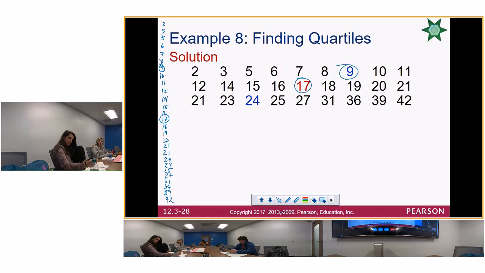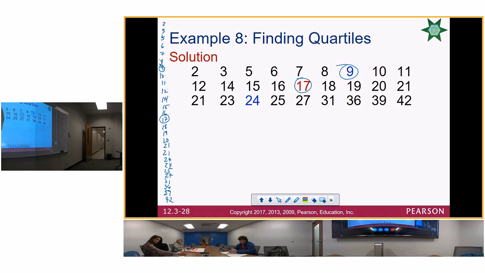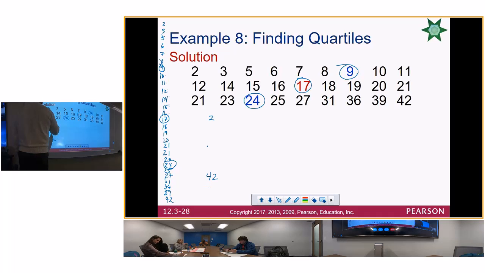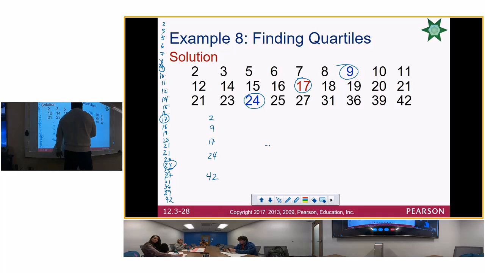Now let's count 7 down. 1, 2, 3, 4, 5, 6, 7. 24. So now our min is 2. Our max is 42. Our first quartile is 9. Second quartile and median is 17. And 24 is our third quartile. Let's go to our box plot.